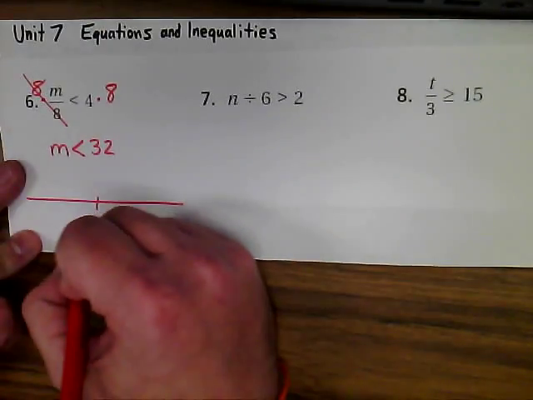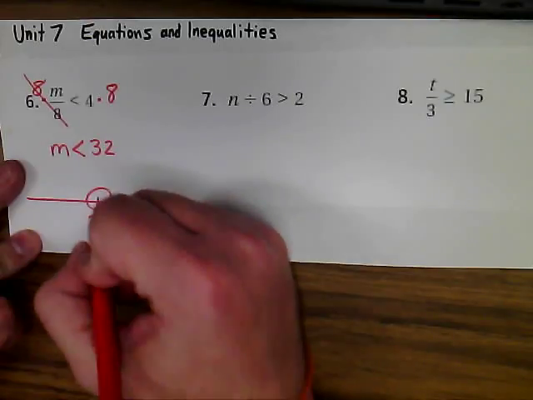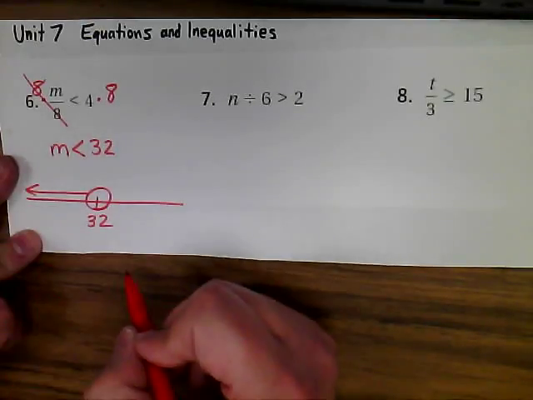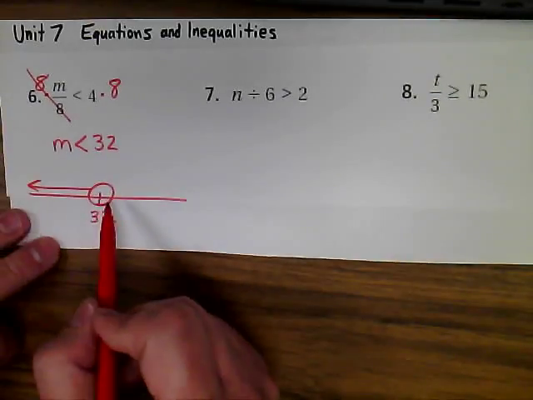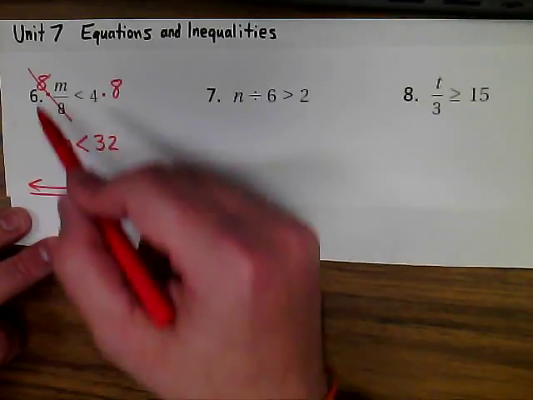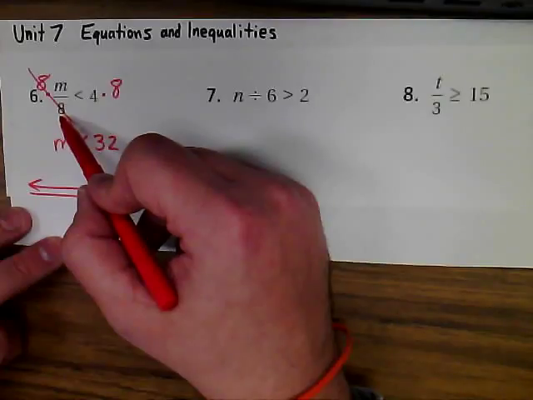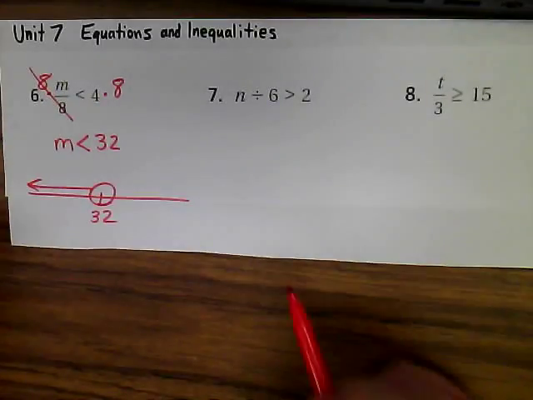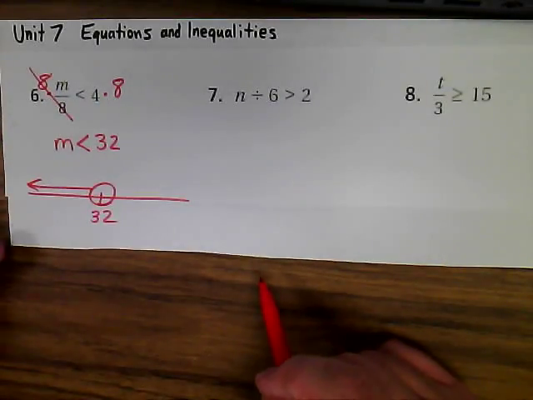Again, we can graph this. And again, we want an open circle pointing to all the numbers that are less than 32. You know, I could pick any number I want. I'm going to go ahead and go with 16. Over here, it's less than 32. If I do 16 divided by 8, that equals 2. 2 is less than 4, so I know my inequality works.